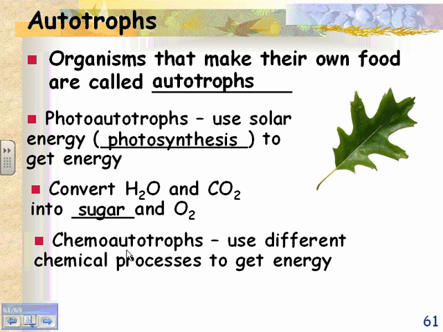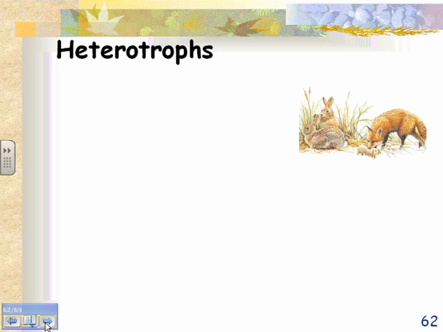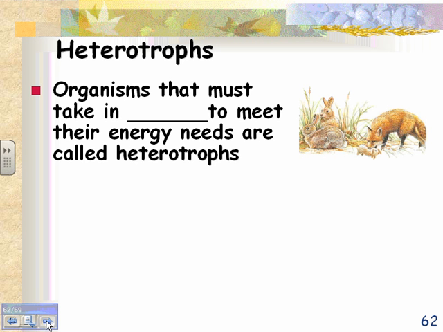Oops, look, I have it here. Chemoautotrophs use different chemical processes to get energy, but they don't break down organic molecules. That would be a heterotroph. So here's a heterotroph. These are organisms that must take in food to meet their energy needs, and they're called heterotrophs. This can be an organism that eats plants, it can be an organism that eats animals, or it can be an organism that's a decomposer, like a mushroom or certain bacteria that will just break down something that was once alive. So these are heterotrophs because they're eating plants.